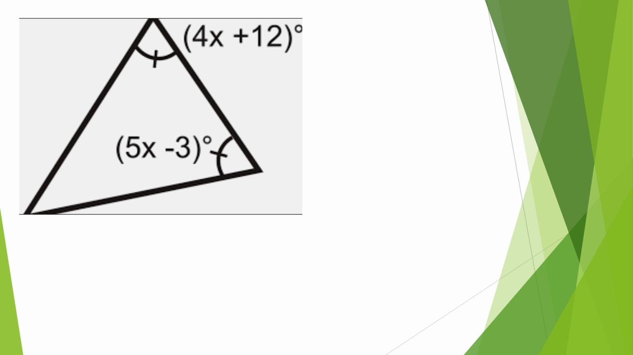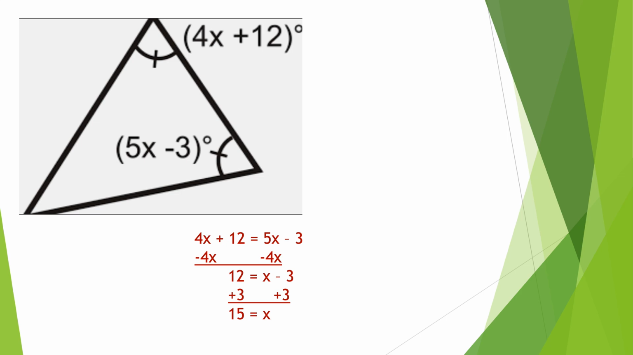Okay, so since these angles are marked to be congruent, that means they will be equal, so 4x plus 12 will equal 5x minus 3. And this is an opposite side, opposite operation situation, so I subtract 4x's, always starting with the smallest x's, from both sides, and I get 12 equals x minus 3. Adding 3 to both sides, x is equal to 15.